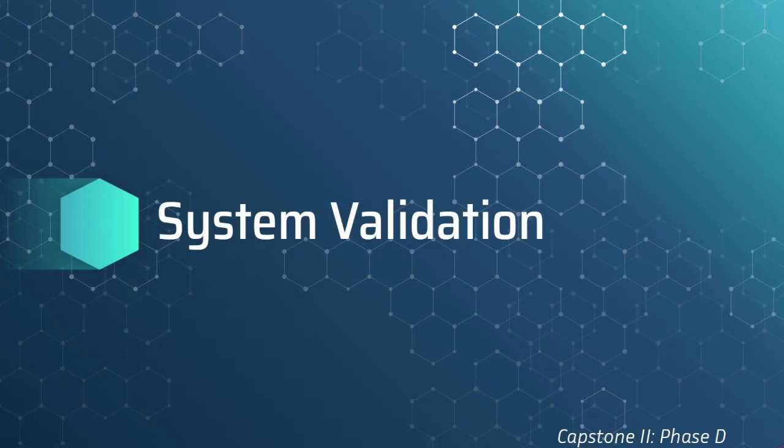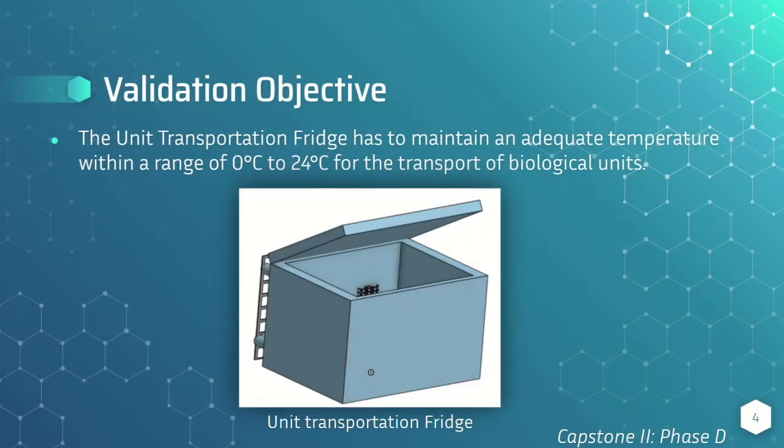Here will be the system validation. The first part is the validation objective. Here is a diagram of the prototype design. The idea is that the unit transportation fridge has to maintain an adequate temperature within a range of 0 to 24 Celsius degrees in order to transport biological units such as blood or vaccines.